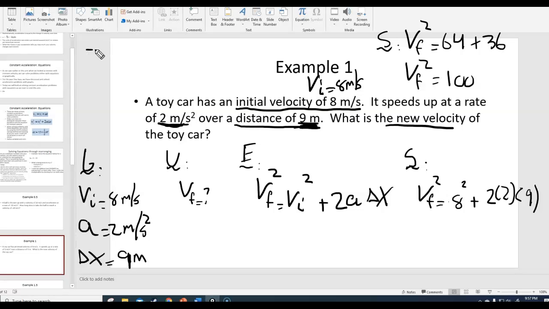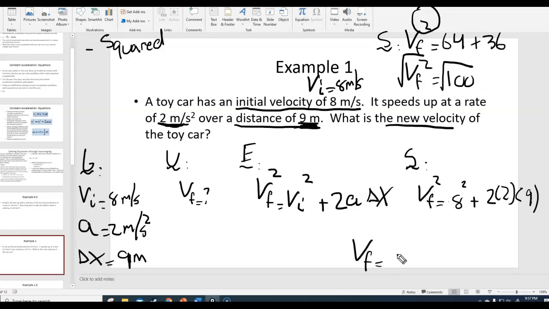Now, what's being done to my variable? Well, the only thing being done to my variable is it's being squared. Okay, so I only have one math operation that I need to undo. So what is the opposite of squared? Okay, that would be square root. So I need to take the square root on both sides.